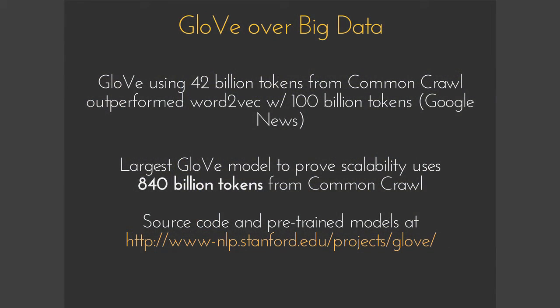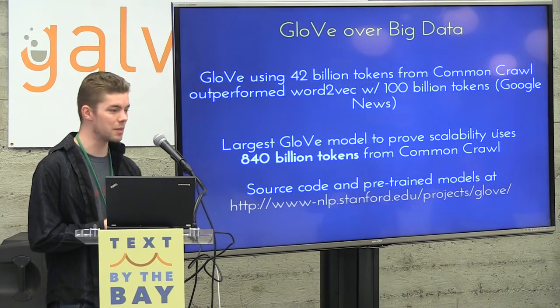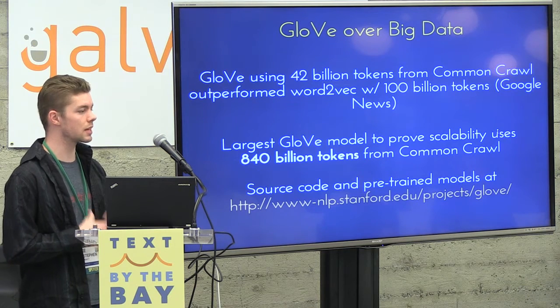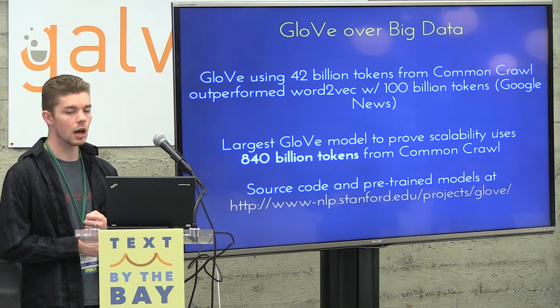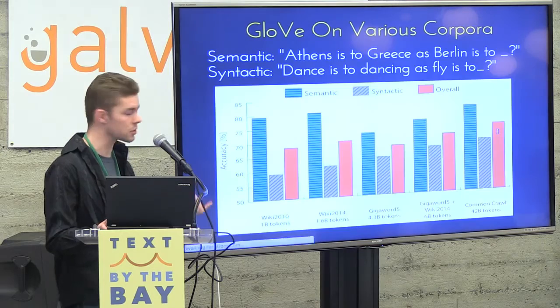So GloVe using 42 billion tokens from Common Crawl actually outperformed Word2Vec with 100 billion tokens from Google News. Again, Google News being the kind of better curated resource. And the other really cool thing is that they actually proved the scalability of this model. So the largest GloVe model they used was 840 billion tokens from Common Crawl. That's 20 times the size of the data set that we actually just saw then.